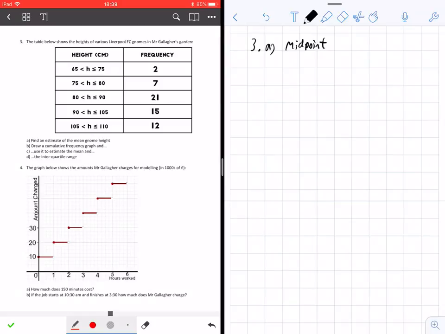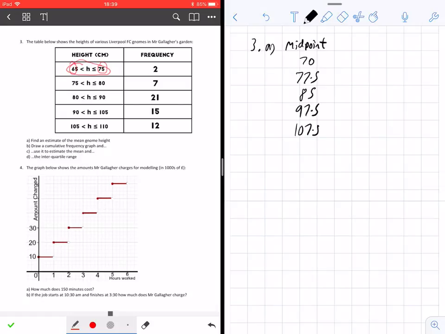So midpoint. So we're looking for the middle of these categories here. Shorthand way of doing that is to add the two limits, the 65 and the 75, add them together and divide by 2 if it's not immediately obvious where the midpoint is. So we're going to have 70, we're going to have 77.5, we're going to have 85, 97.5 and 107.5.